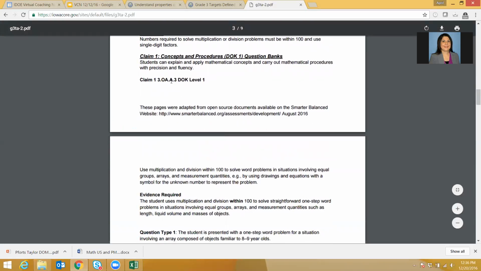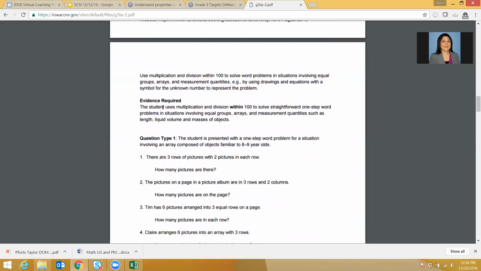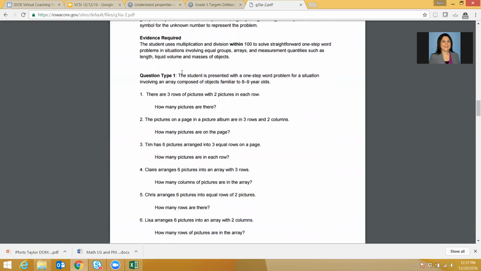So we get to our first claim, which is our procedures. It's a DOK 1. So claim 1, our students can explain and apply mathematical concepts and carry out mathematical procedures with precision and fluency. Again, it has a DOK of 1. And we list the evidence required. Notice up above we had 2 evidence required. That was for the whole assessment target. But for this individual section, we're just using one of the pieces of evidence. We only need to collect this part from the student. And then we have the different question types that would fall under that evidence.